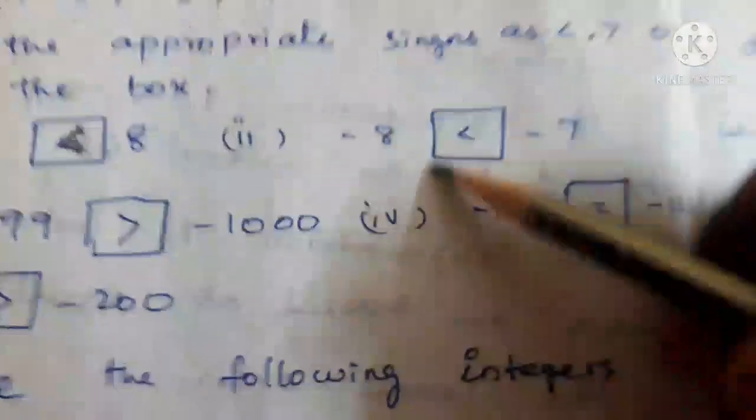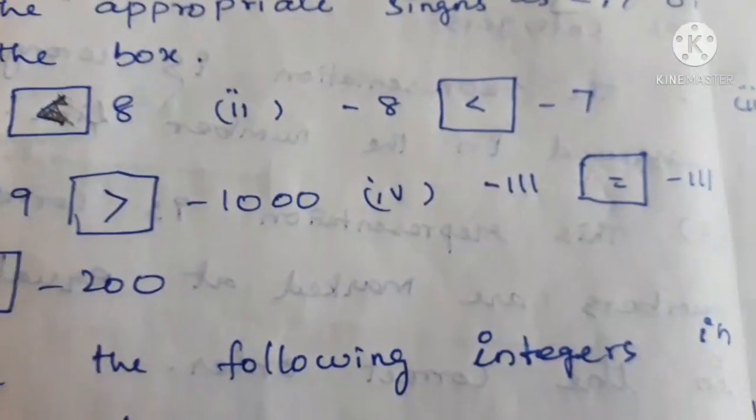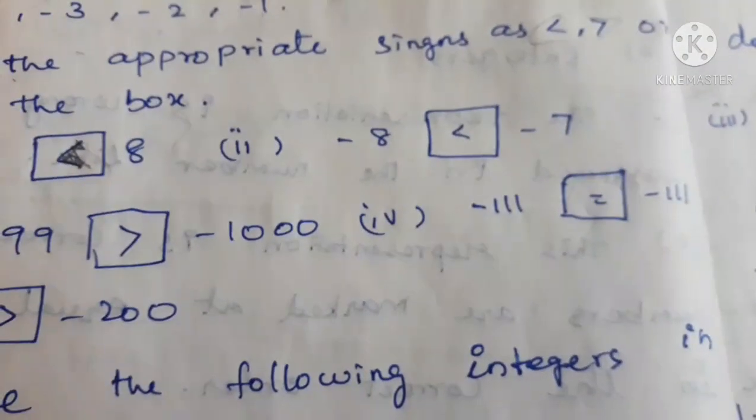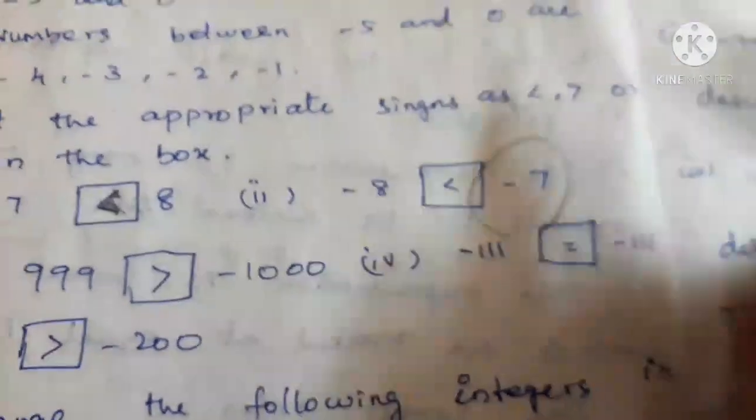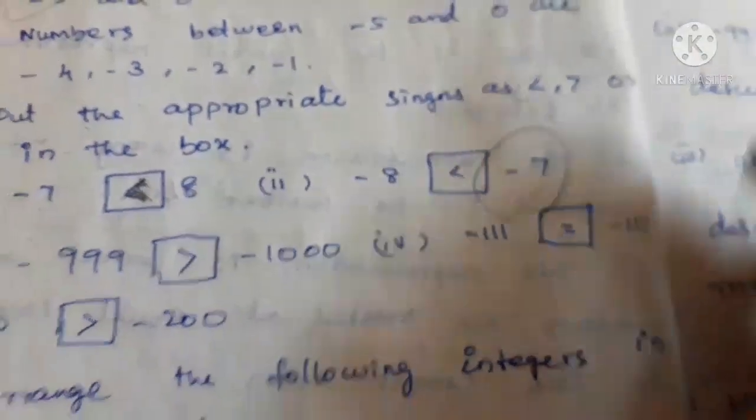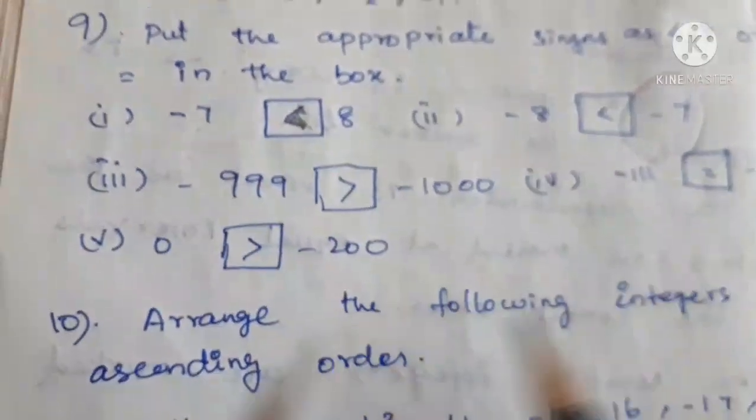That doesn't matter. First, which side it turns is what matters. Then minus 8 and minus 7. I told you, when you compare two negative numbers, the one which is smaller is greater. So here minus 7 is smaller, so it is greater. So the crocodile will eat minus 7.